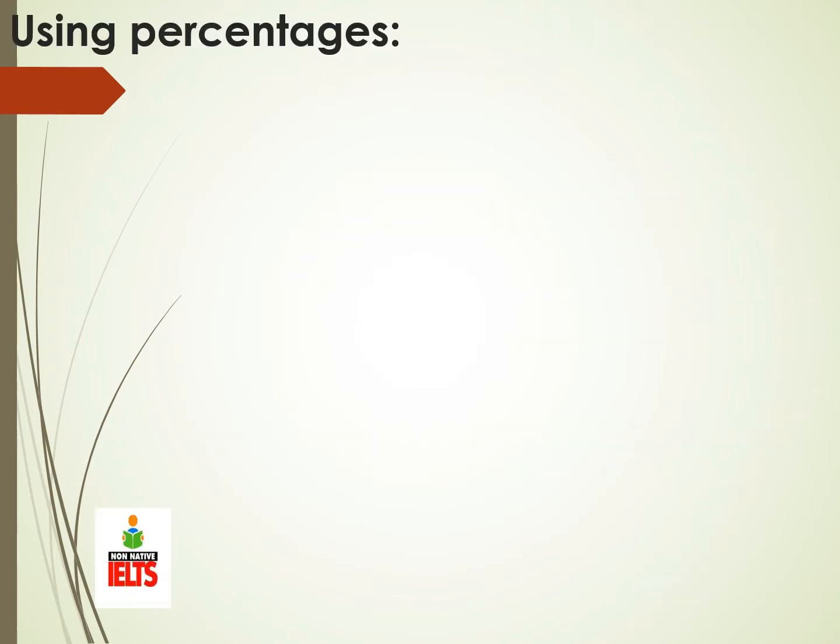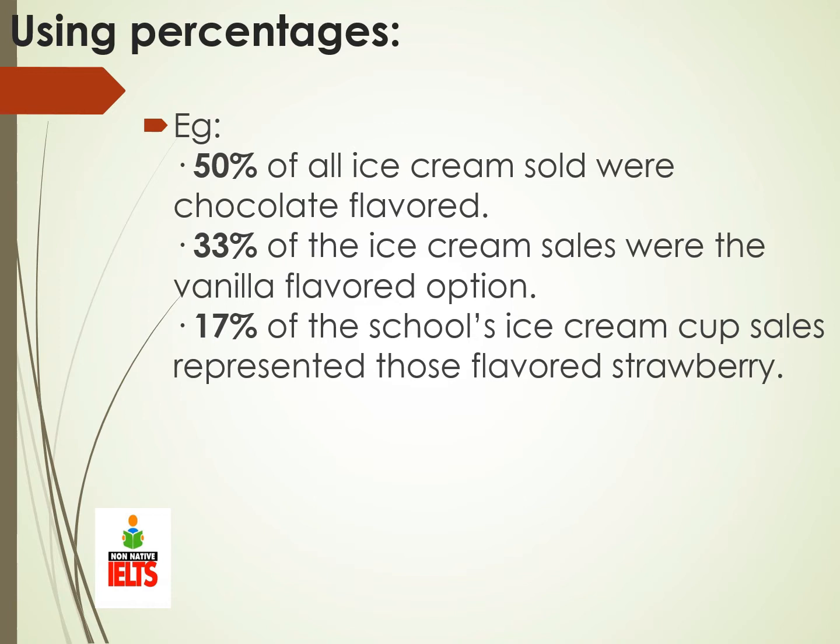How can you use percentages? Example, 50% of all ice cream sold were chocolate flavored. 33% of the ice cream sales were the vanilla flavored option. 17% of the school's ice cream cup sales represented those flavored strawberry. So here we can again see 3 different sentences talking about 3 different things. And how do we start? We start with a percentage.